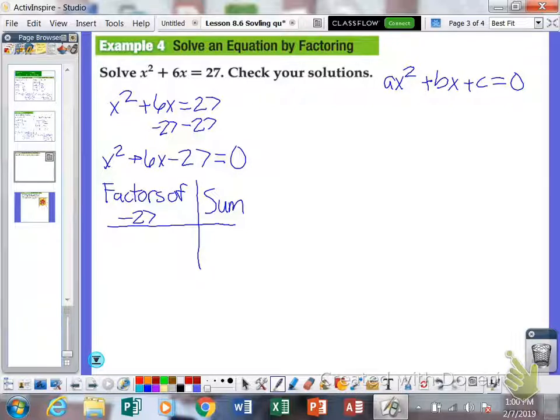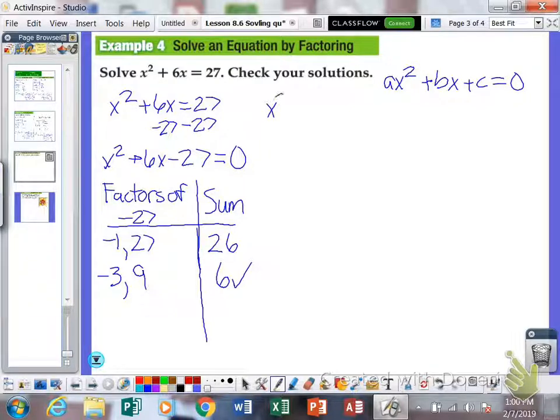So looking for the sum to be 6, so we have negative 1 and 27. I want my sum to be positive because it is a positive 6. 27 minus 1 is just 26, but that's not what we're looking for. It's positive, but it's not what we're looking for. We'll try negative 3 and 9. 9 minus 3 gives me positive 6. That is what we are looking for. So that works.